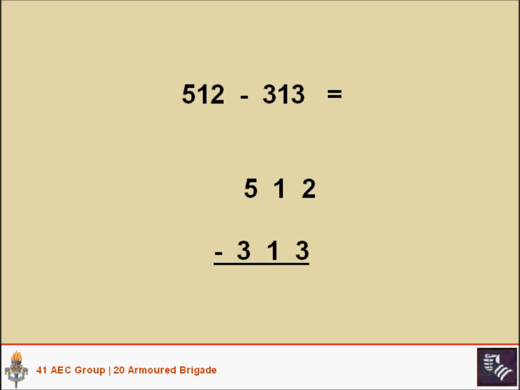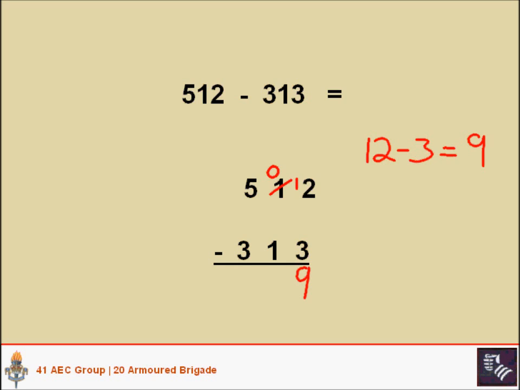Let's try another. This time we're taking 3 from 2. But this won't work, so we have to borrow from the next column, the tens column. We borrow from the top row. By taking the 1 ten from here, we have nothing left, so we must put in a 0. Now we have 12 on top, so we can take 3 away. 3 from 12 is 9. So write 9 in the units column.